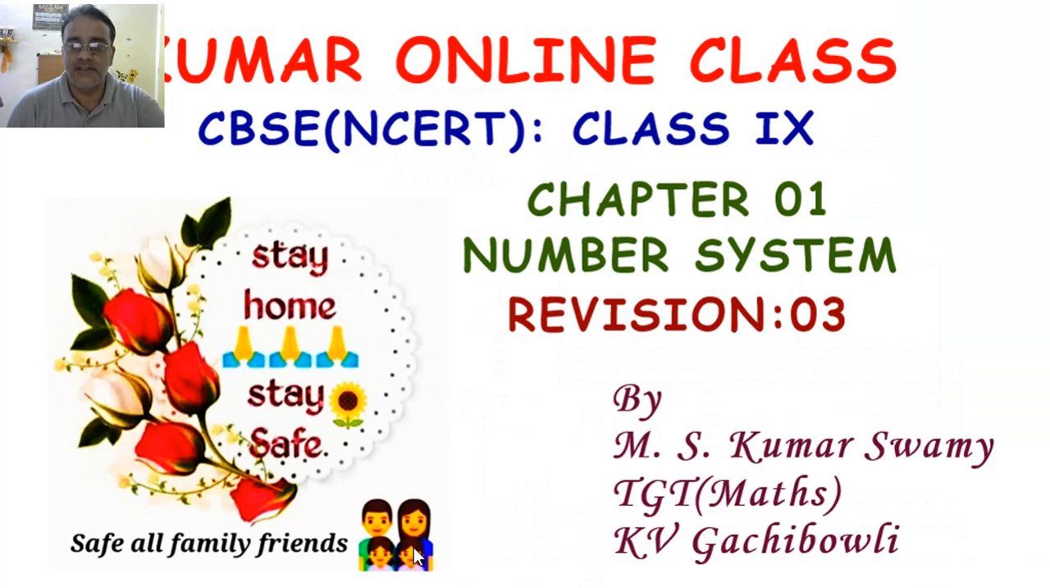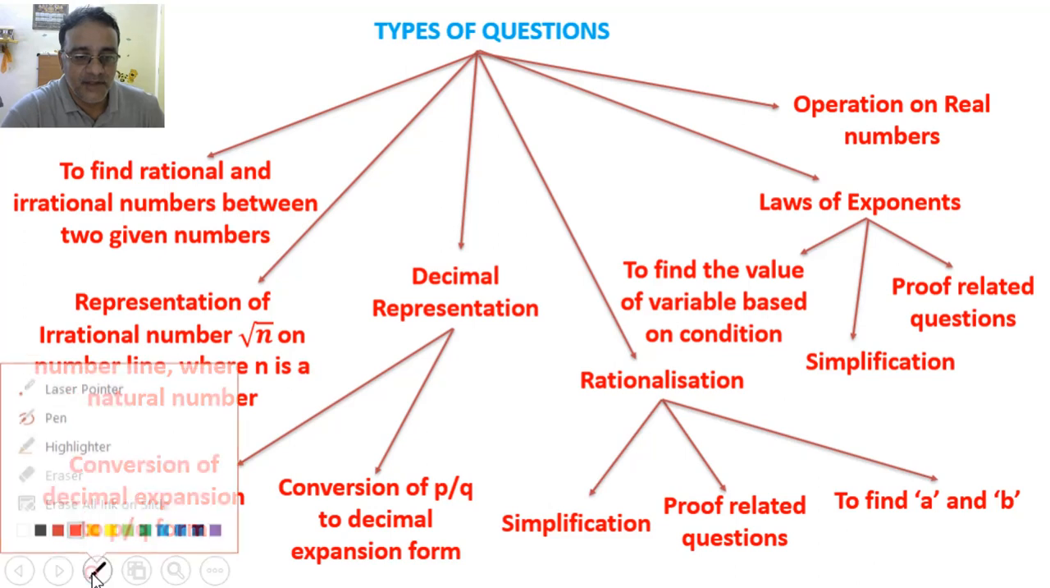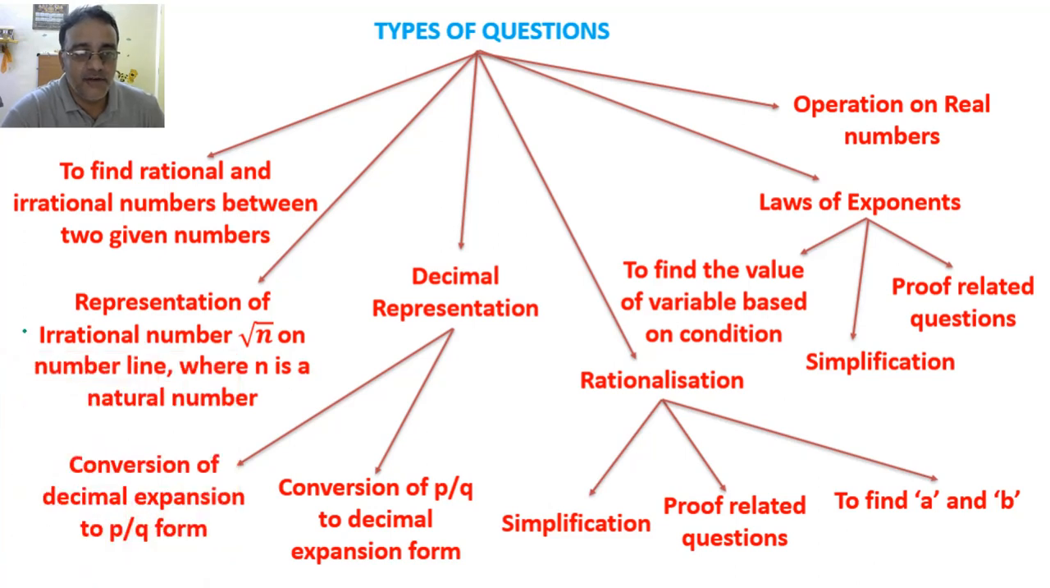Today we are going to start revision number 3 of chapter number 1, number system. In the previous revision we completed rationalization. Now we are going to start laws of exponents. हम लोग क्या क्या कर चुके हैं देख लो. We did this one and we discussed some examples about this. और पिछले क्लास में रैशनलाइजेशन किए थे. Now we are going to do laws of exponents.